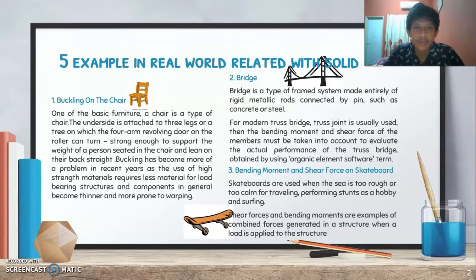So the second one is bridge. A bridge is a type of frame system made entirely of rigid metallic rods connected by pin, such as concrete or steel. For a modern truss bridge, truss joint is usually used. Then the bending moment and shear force of the members must be taken into account to evaluate the actual performance.